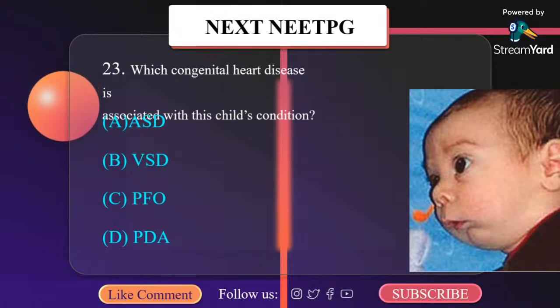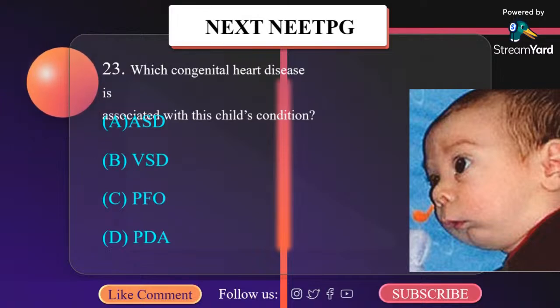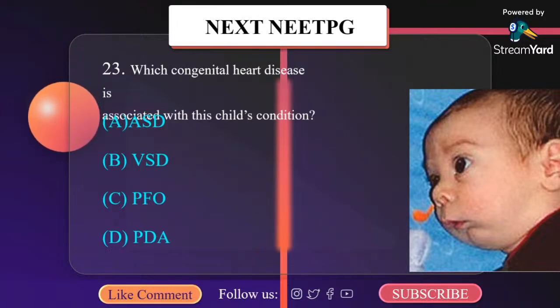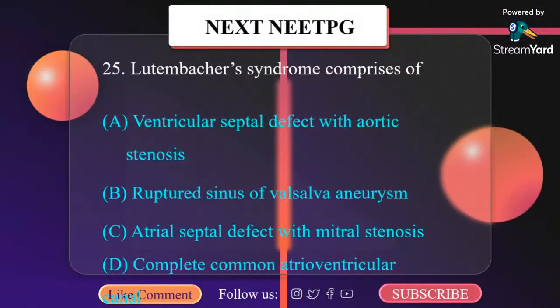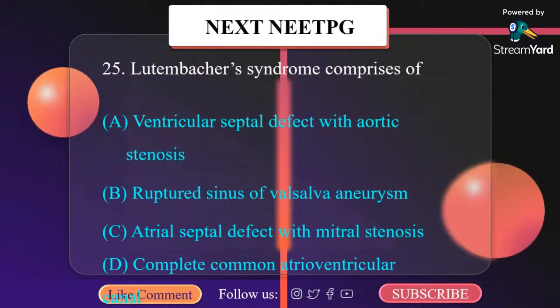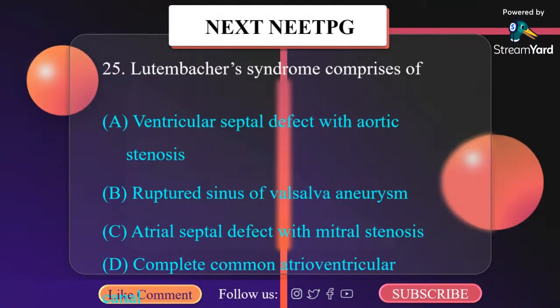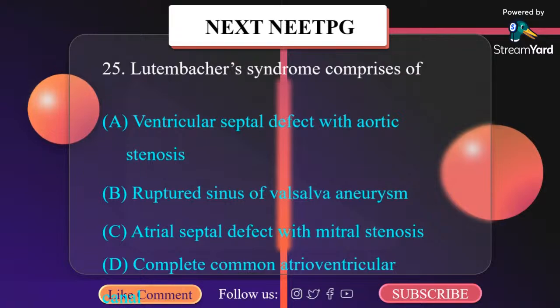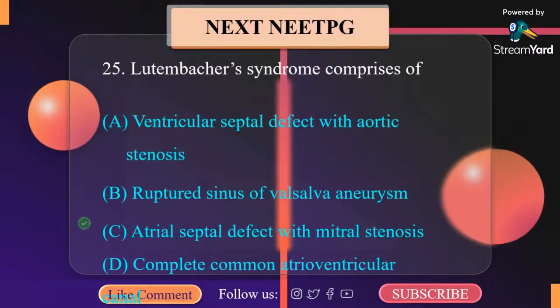Which congenital heart disease is associated with the child's condition? Well, the child has micrognathia and retrognathia, which is seen in Pierre Robin syndrome, and it is associated with atrial septal defect. So the correct answer here is A, atrial septal defect. Lutembacher syndrome comprises: A. Ventricular septal defect with aortic stenosis, B. Ruptured sinus of Valsalva aneurysm, C. Atrial septal defect with mitral stenosis, D. Complete common AV canal. It is atrial septal defect with mitral stenosis.